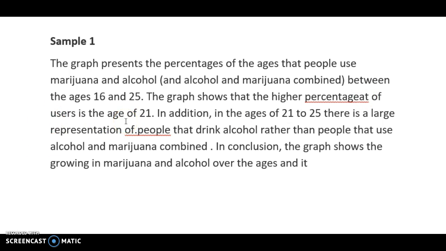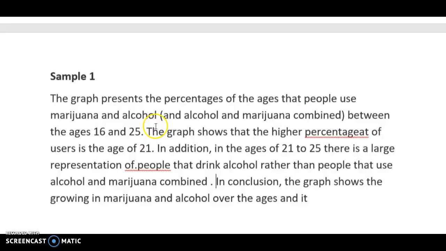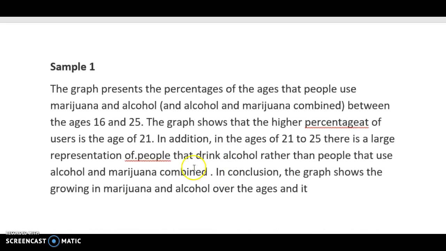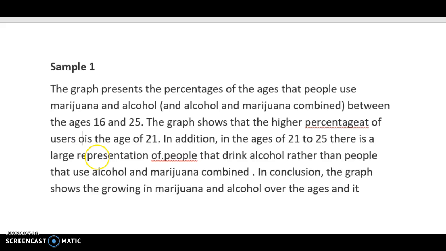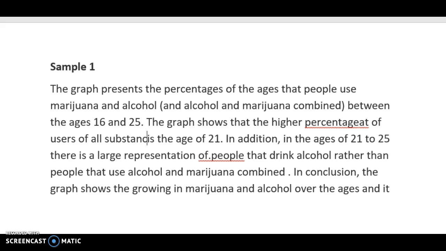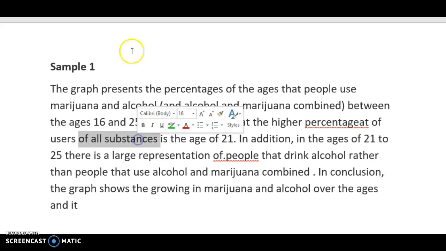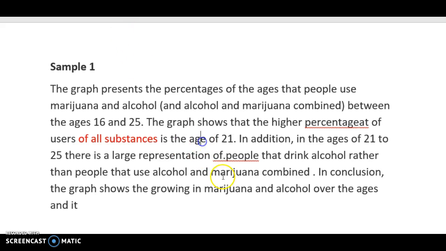The graph shows the higher percentage, spelling mistake here, of users in the age of 21. Well, users of what? We're not quite sure. Is it alcohol? Is it marijuana? Is it everything together? It's an incomplete idea. So here if we go back and we look at 21 and we say, aha. So here what we're missing is users of all. We'll just use the word substances. And already this here makes that sentence now logical.